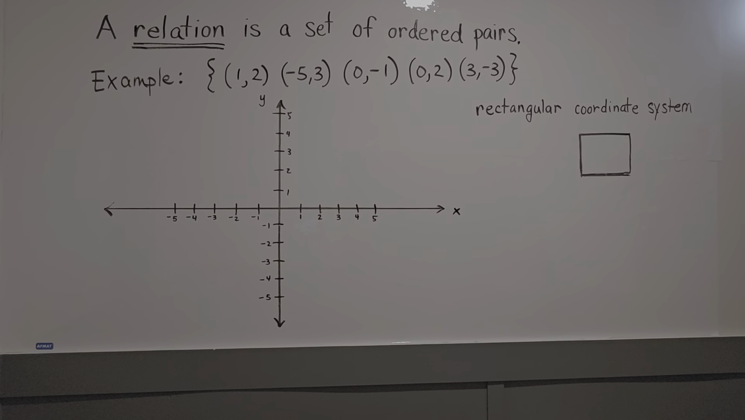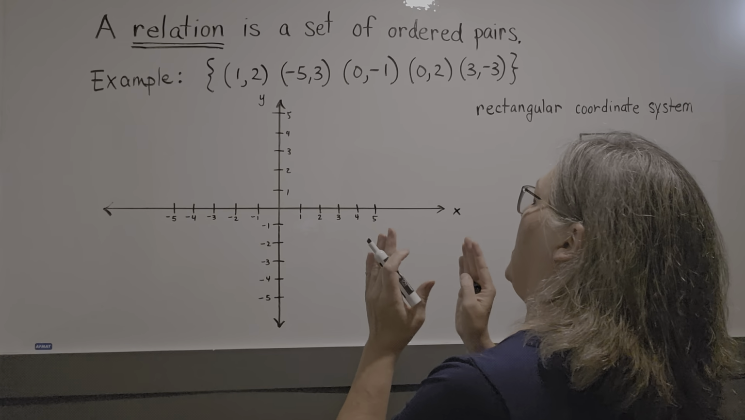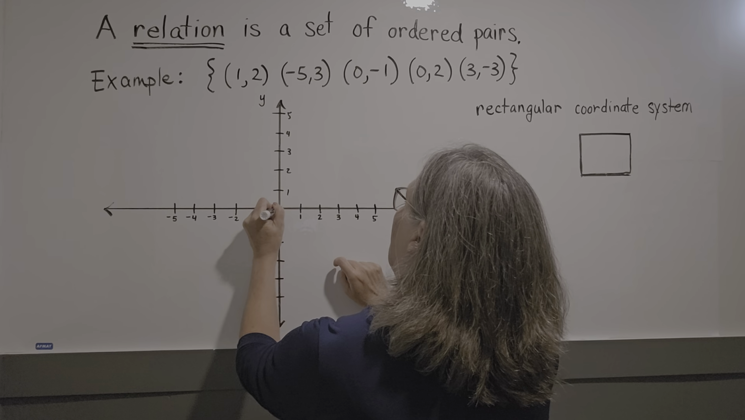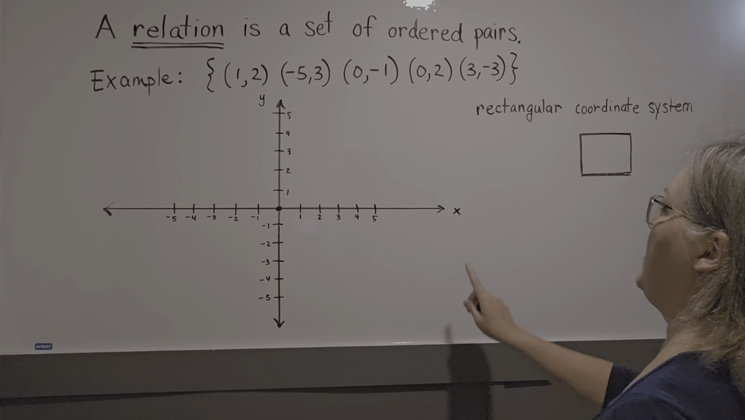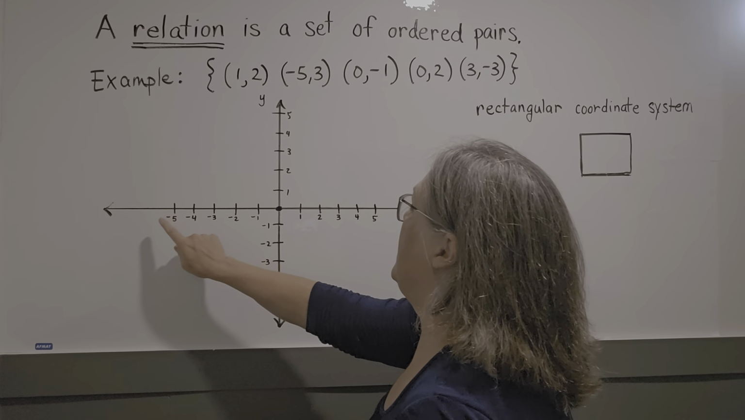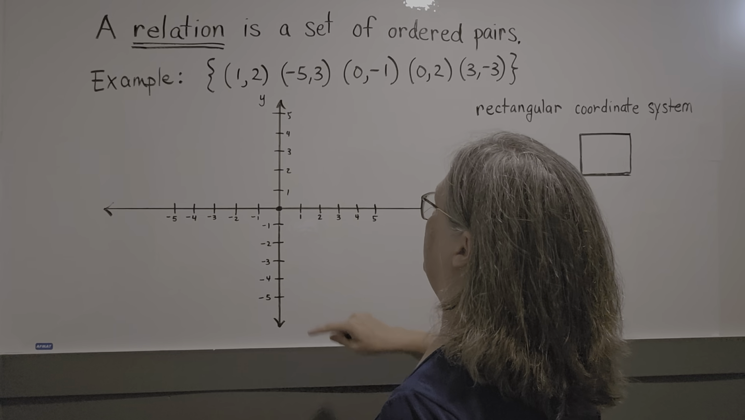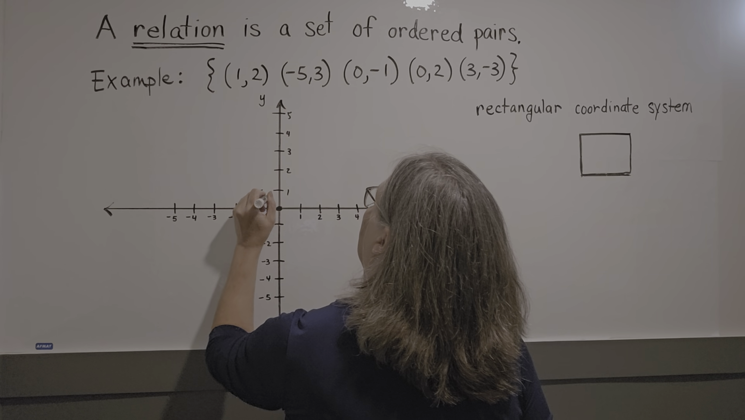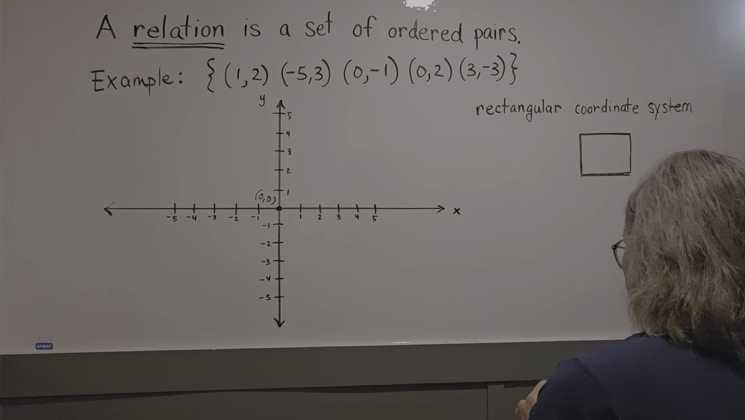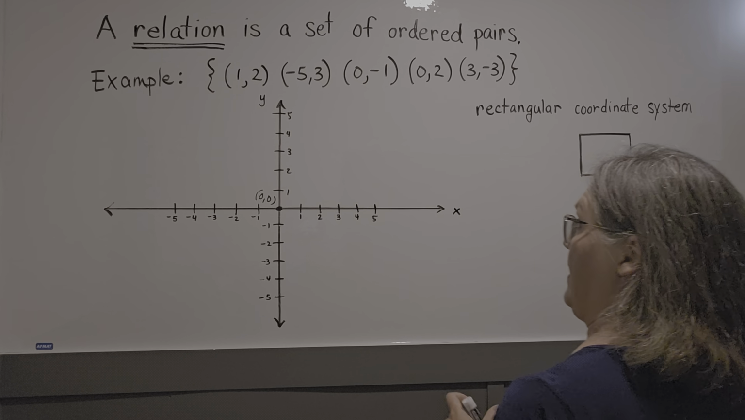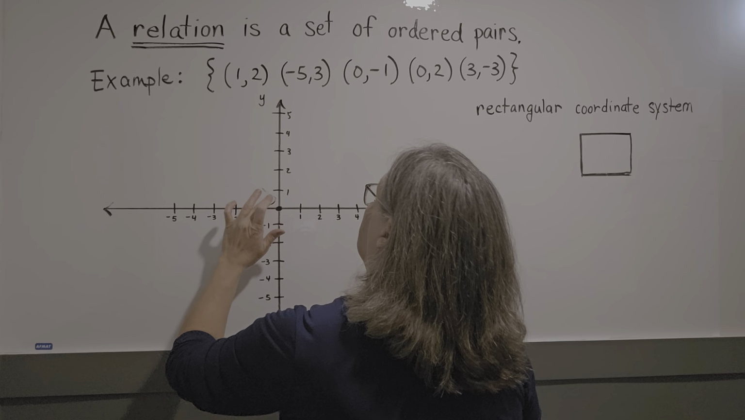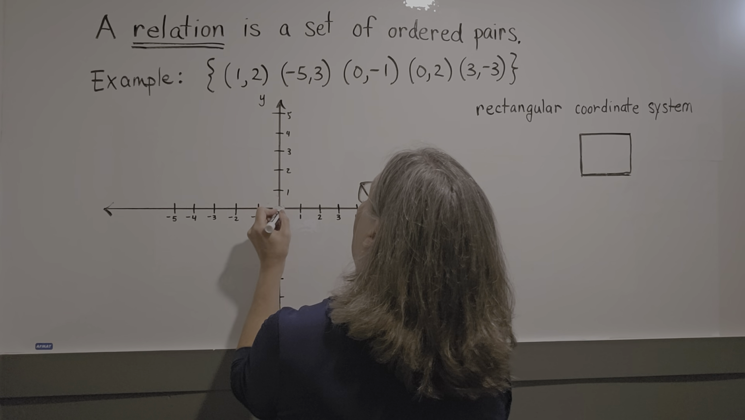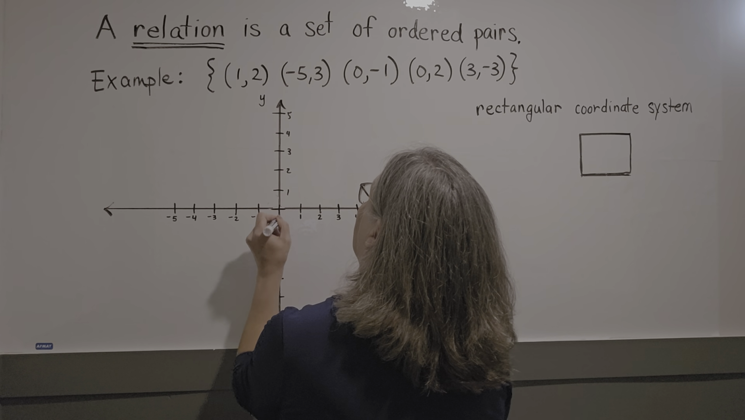And those two axes both pass through what we call the origin. So this point here, the x value is 0 and the y value is 0. And that is the origin. So 0, 0. Now that's actually not part of our relation, so I should probably not write that. Let me erase that. That's not part of our example. But that is a location called the origin.